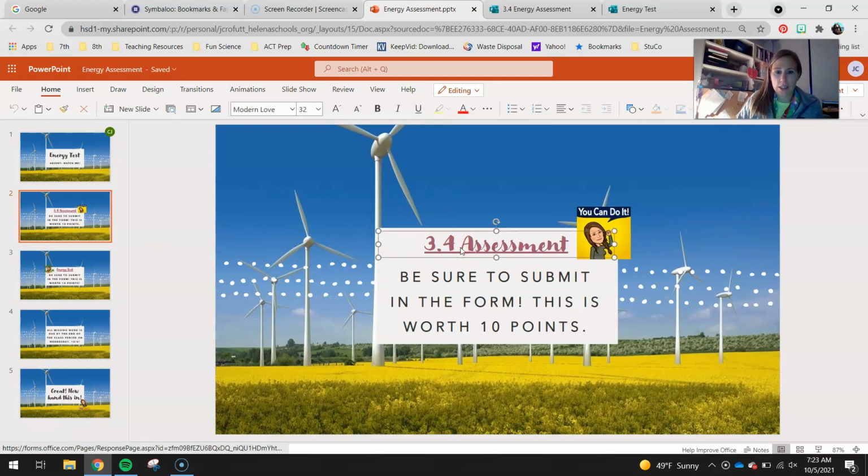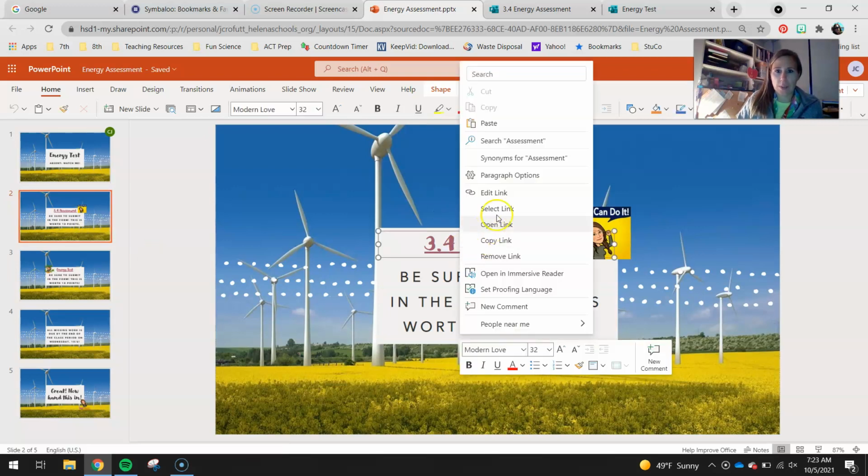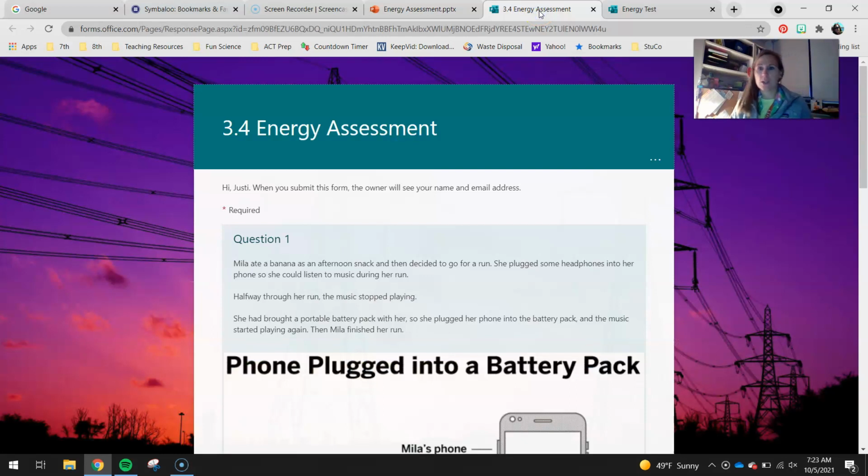You guys can right-click this link right here. This is your energy assessment. Open that up. It's going to take you into a Google Form. I wanted to do this in Forms instead of Amplify, as A, it's easier to grade, and B, I kind of asked you guys some clarifying questions.